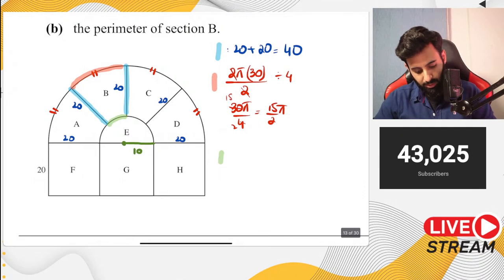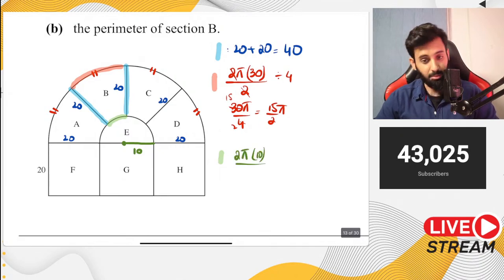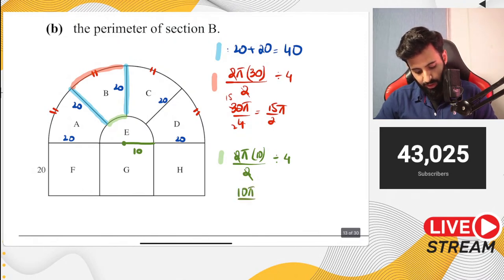Okay, so here's what we're going to do. 2 pi r upon 2, because it's a semicircle. And then we're going to divide it by 4. So this 2 and this 2 get cancelled out. And now we're looking at 10 pi upon 4, which is equal to 5 upon 2 pi.